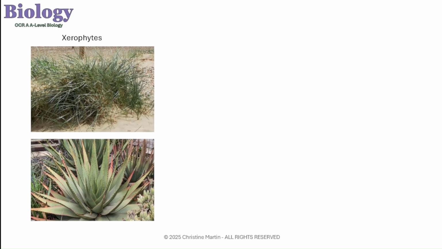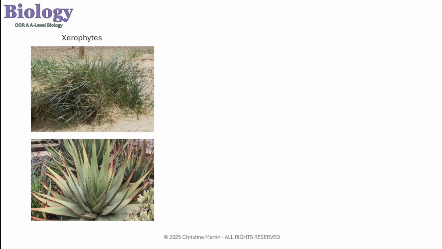Now, xerophytes, i.e. cactus, marram grass, aloe vera plants, live in very dry environments, and they show adaptations that include things like a reduced surface area. They have small leaves, or they roll their leaves, or their leaves have turned into spines. They have a thicker waxy cuticle on both the upper and the lower epidermis.